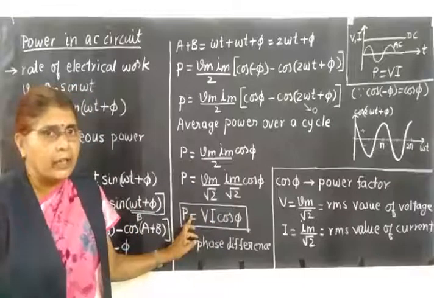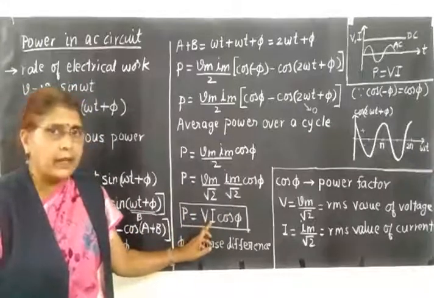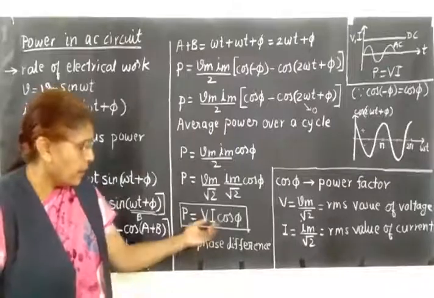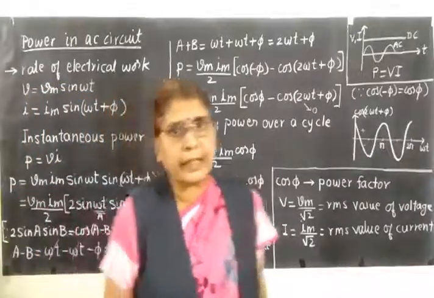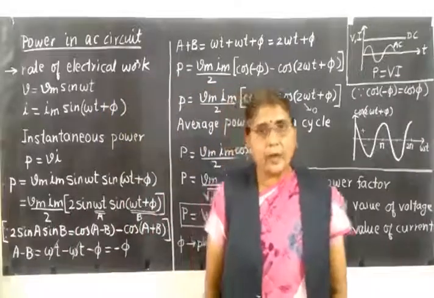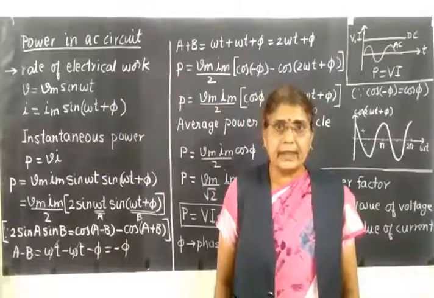V is the RMS value of voltage. I is the RMS value of current. And cos phi is called the power factor. So let us now write the power factor and power for different AC circuits.